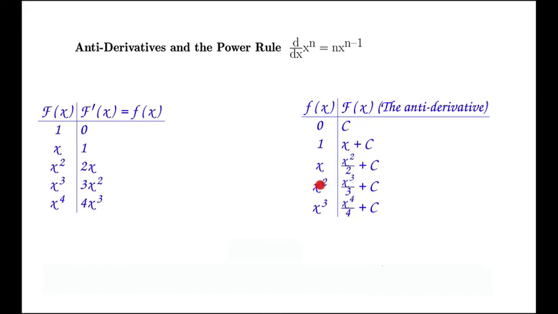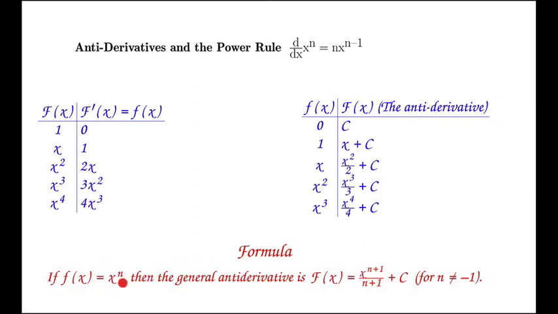If we want to find the antiderivative of x squared, take that 2, add 1 to it, get 3, and then divide by that 3 to get the general antiderivative. And that tells us a formula that will undo the power rule. So we have a formula. If f of x is equal to x to the n, then the general antiderivative is going to be capital F of x, where we take the exponent n, add 1, and divide by n plus 1. That's what we did in all these cases. Of course, we have to add on c.